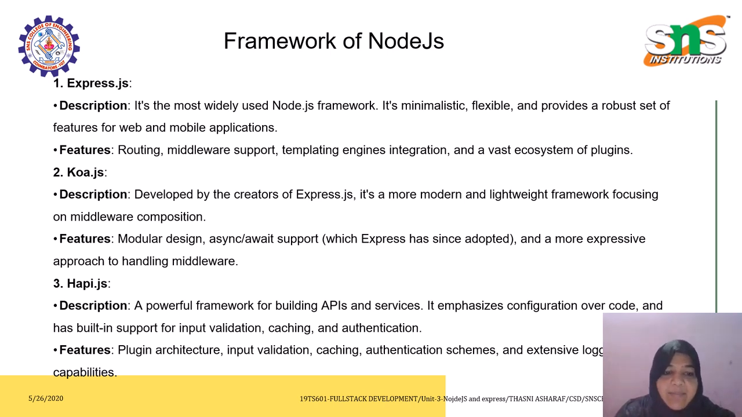And next one is Hapi.js. This is a powerful framework for building APIs and services. It emphasizes configuration over code and has built-in support for input validation, caching, and authentication. The main features here are plugin architecture, input validation, caching, authentication schemes, extensive logging, and capabilities.